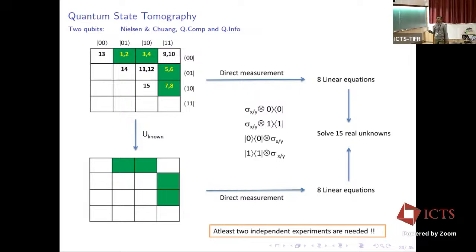In the second experiment, we apply certain known unitary operators, precisely such that part of these inaccessible elements are transferred to accessible elements. Okay. So you can say these are dark elements. So dark elements are partly converted into the accessible bright elements. So just by doing 2 experiments, you get another 8 linear equations. So 8 plus 8, 16 linear equations, and you can easily solve the 15 real unknowns. So that's the idea of quantum state tomography.